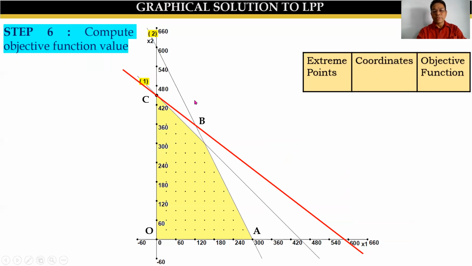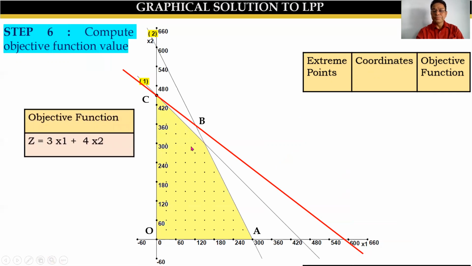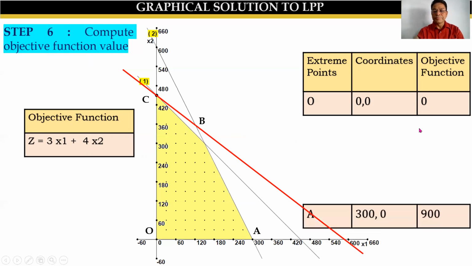Yes. Instead of moving this objective function line, there is another way by which we can get the value of Z, and that is to find the values at the coordinates O, A, B and C. We'll do it like this. This is the objective function. This is the extreme point O. What are the coordinates? 0, 0.